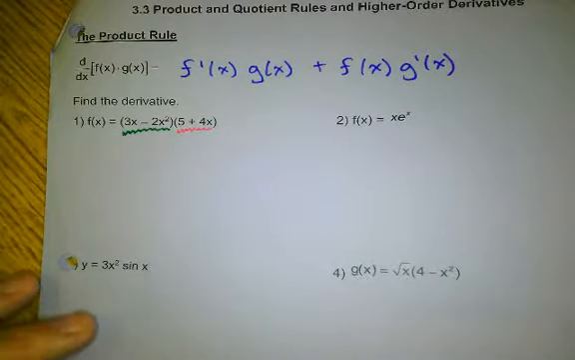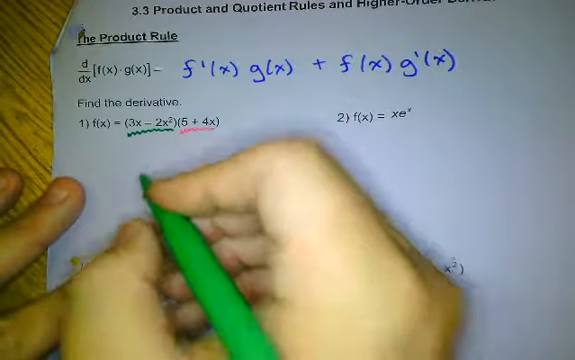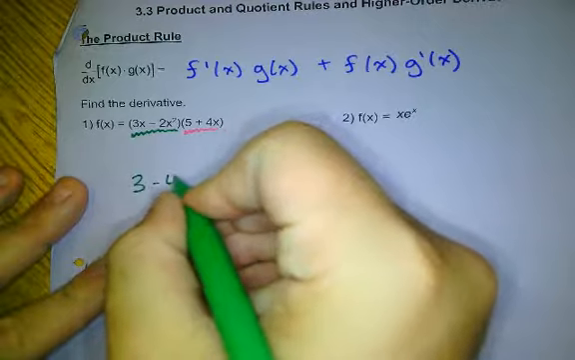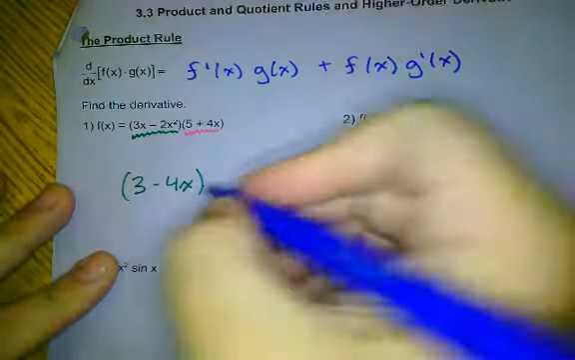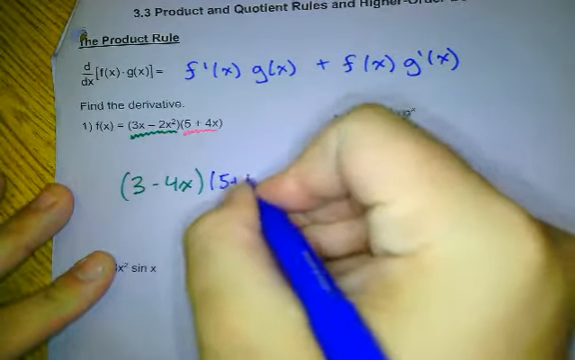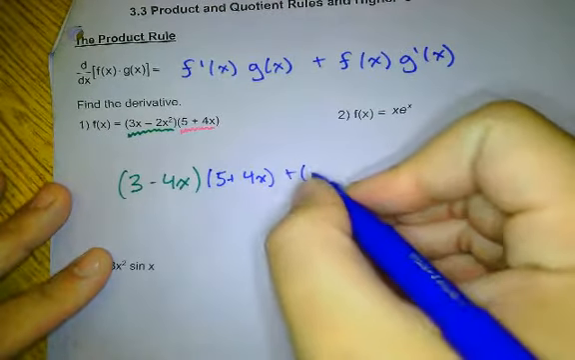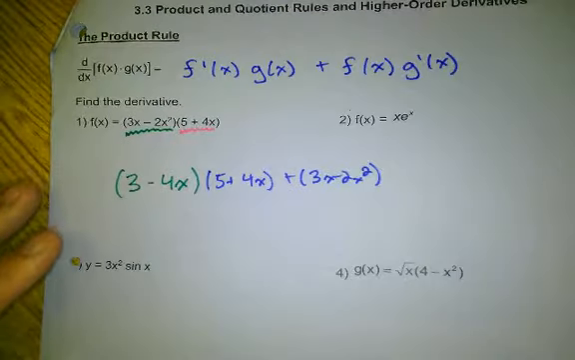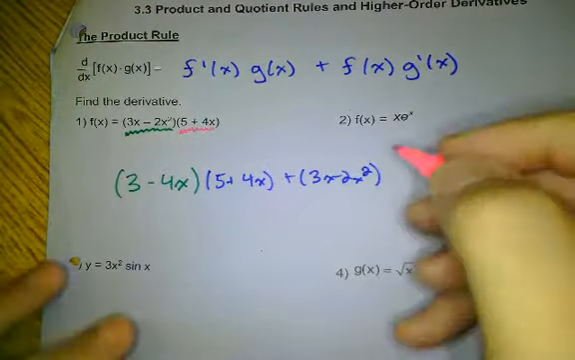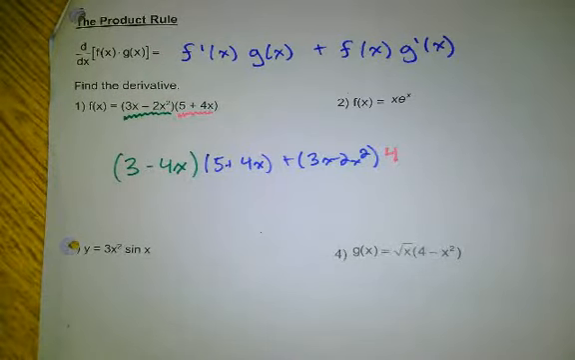So, what's the derivative of the first? 3 minus 4x. Very good. Did I change the second one at all? No, so I'm just going to leave it the same. So 5 plus 4x. Plus, I leave the first the same. And then what's the derivative of the second? It's just 4. Okay? If this is free response, you're done.